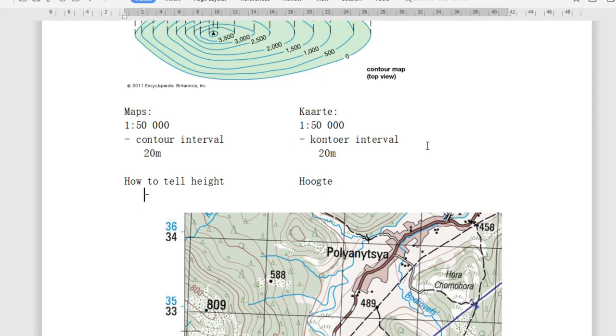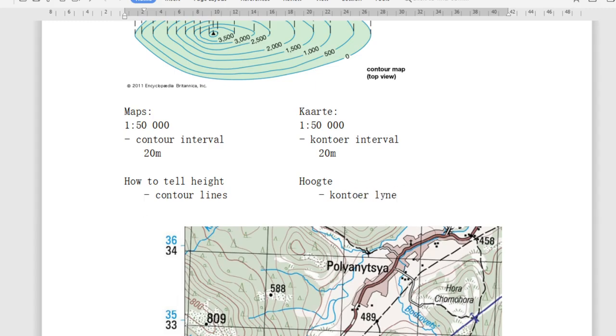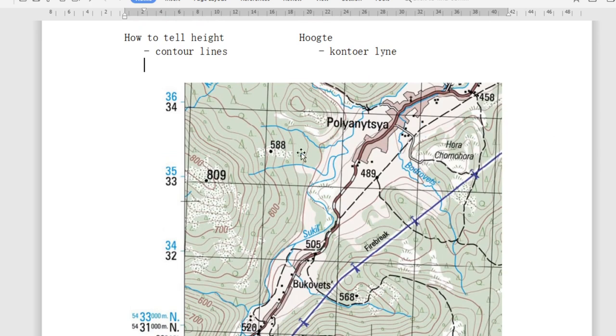Okay, so first of all, we've got the contour lines. Okay, so die contourlyne wys vir ons hoe hoog dit is. Okay, and then here we can see on this map here, we've got these spots. Here, this line is 800, but this is 809. So it gives us spot heights. Okay. Punthoogtes.